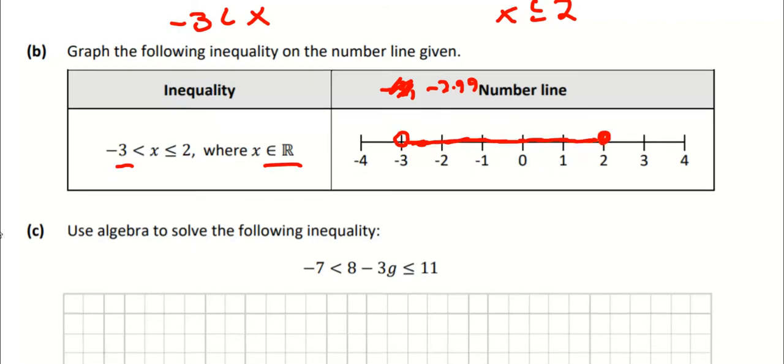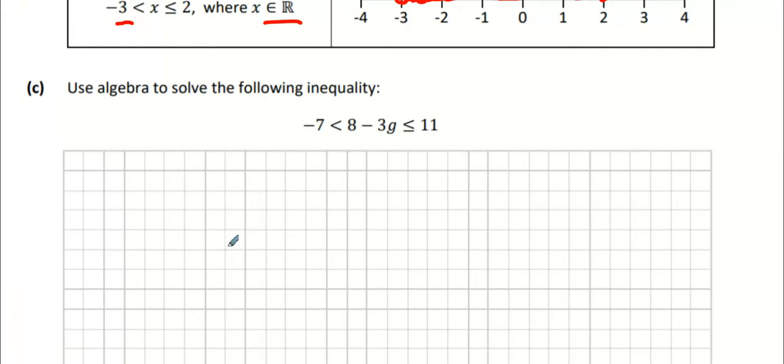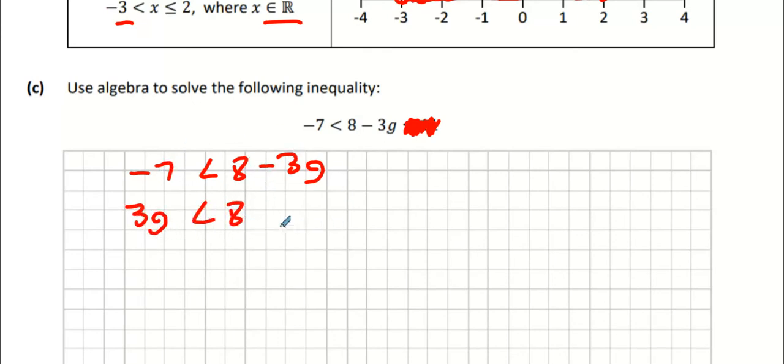Now the next thing, use algebra to solve the following inequality. To solve this inequality, you need to remember that you just deal with one part at a time. So we deal with this part first. Minus 7 less than or equal to 8 minus 3g. Move 3g to the left and you get 3g less than 8 plus 7. 3g less than 15. g less than 5, because you divided both sides by 3.